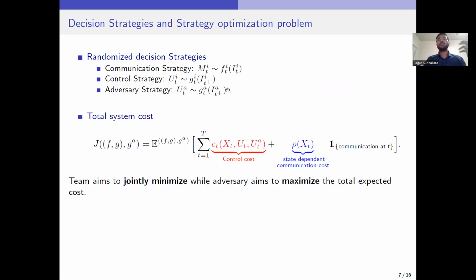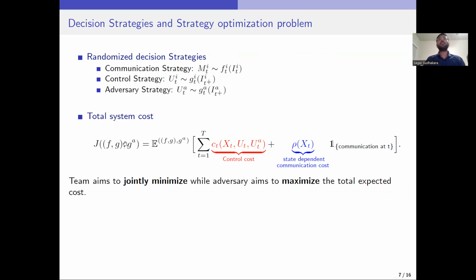Now coming to the total system cost. We have two components in our system cost. One is the control cost, which is dependent on the states, the actions, and the action of the adversary, plus a state-dependent communication cost, which is denoted by rho of x_t. And this communication cost is only incurred when the communication is initiated by either of these agents. So that is the total system cost.